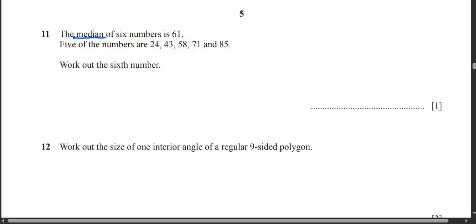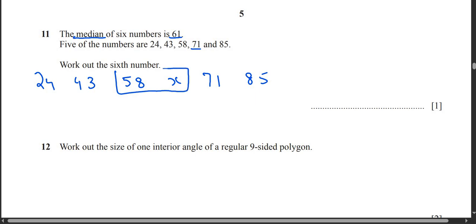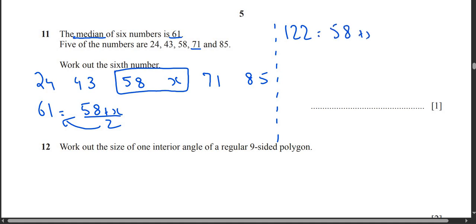So first of all, you will write 24, 43, 58. Then you will write X. Why? Because the median is 61, which means it's lower than 71. So the median is between 58 and X, 71 and 85. So the median is a combination of these two numbers. So the median is actually 61 equals 58 plus X upon 2. So now I will do 2 multiplied by 61, which is 122, equals 58 plus X. 58 will go there. X is equal to 122 minus 58, X is equal to 64.